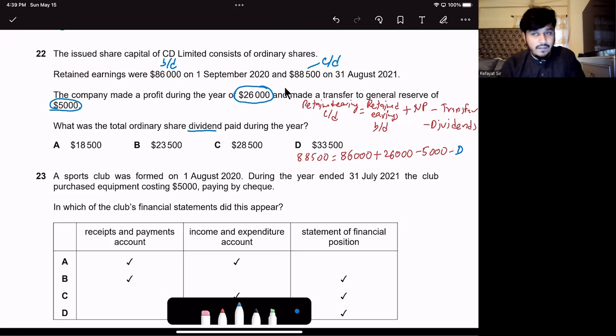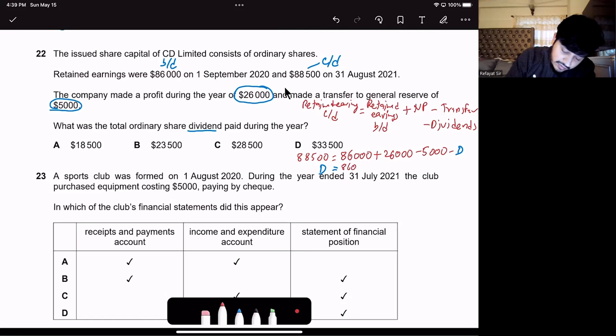Now, how can we find the dividend? Bring the dividend, D in short, to the left-hand side of the equation, and keep everything else on the right-hand side. 86,000 plus 26,000 minus 5,000. This 88,500 is brought to the right-hand side of the equation, minus 88,500. And that will give you the answer.